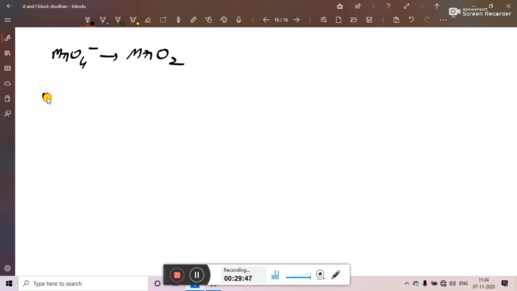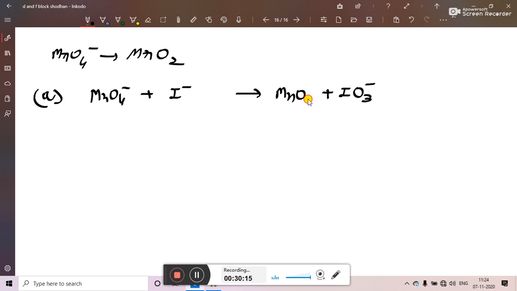So in that, the first reaction is, in alkaline medium, MnO4 minus oxidizes iodide into iodate ion. This also we have to remember. In acidic medium, iodide was converted into iodine, while in basic medium, iodide is converted into iodate ion, and permanganate ion is getting converted into MnO2.